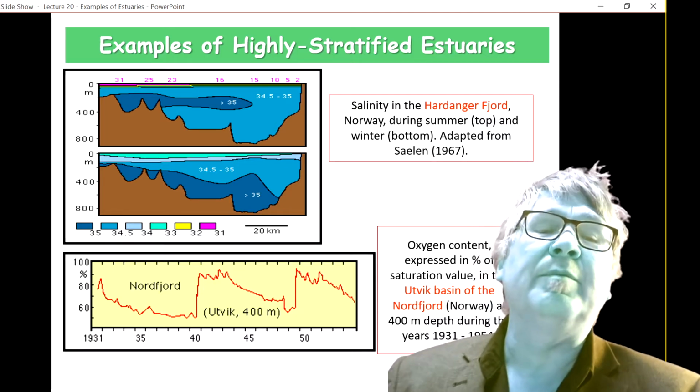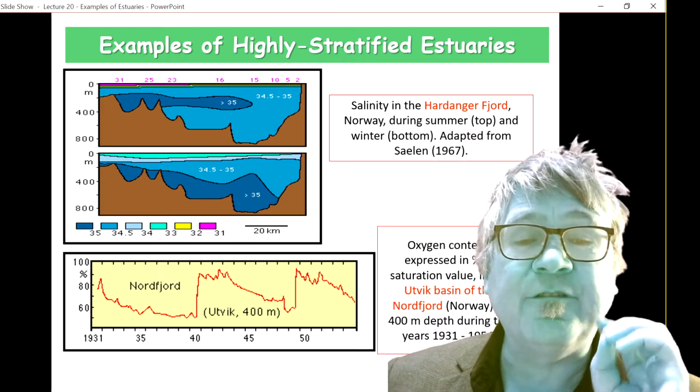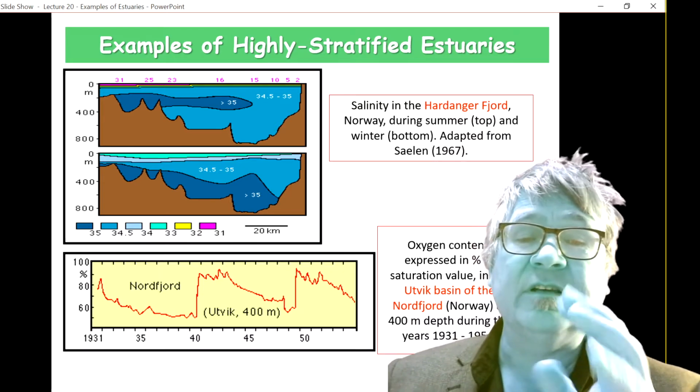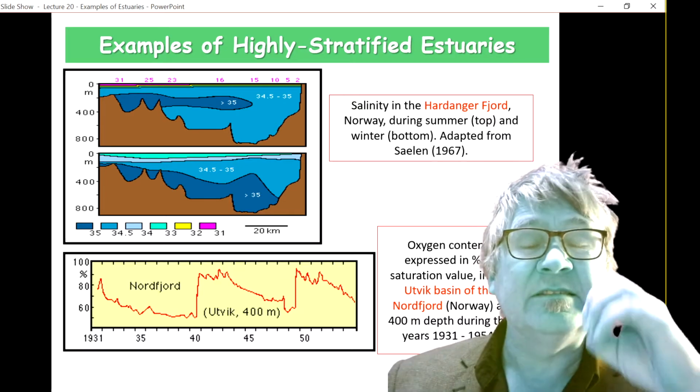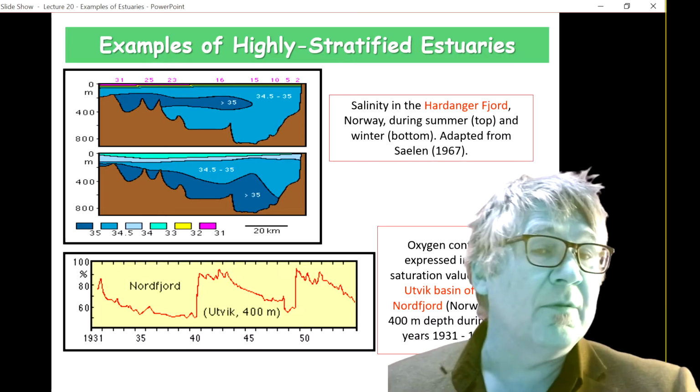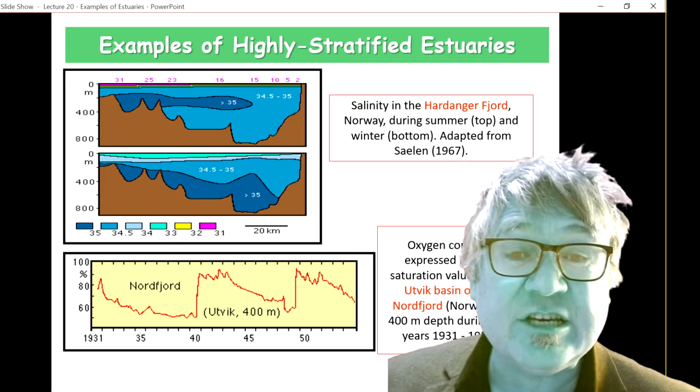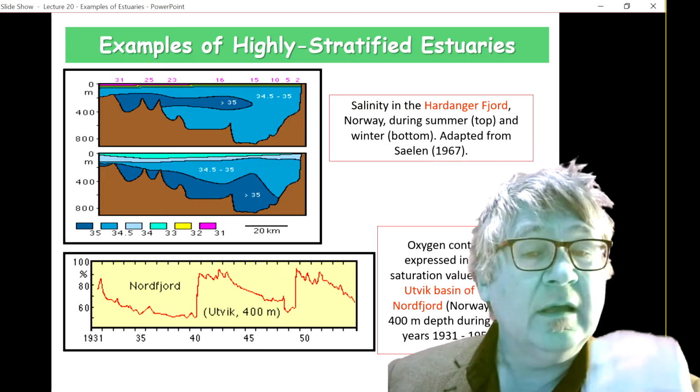And this is one example. This is the Hardangerfjord in Norway during summer and during winter. The freshwater supply in these estuaries comes from the melting of glaciers. Okay? Well, let's have a look.